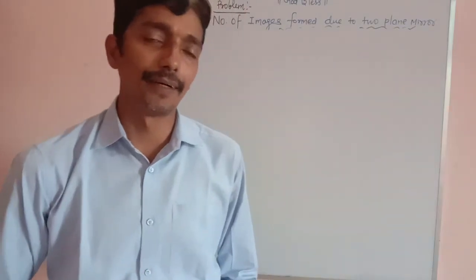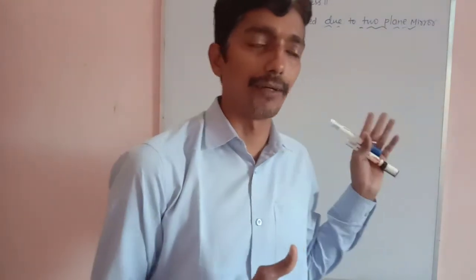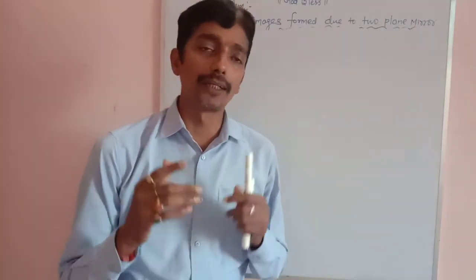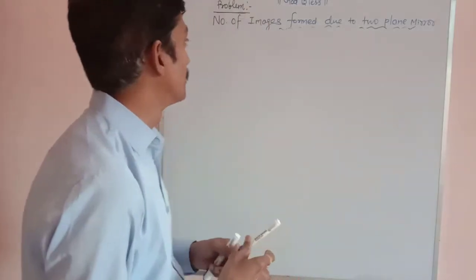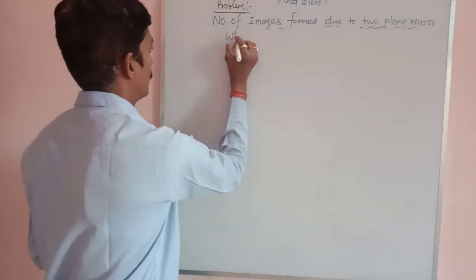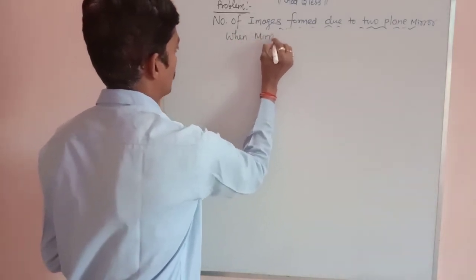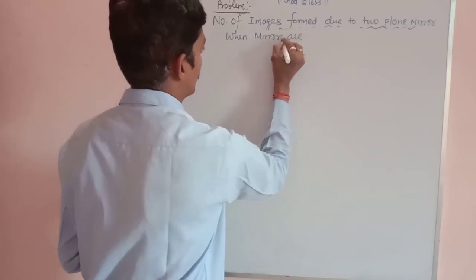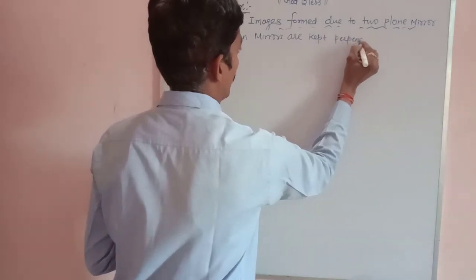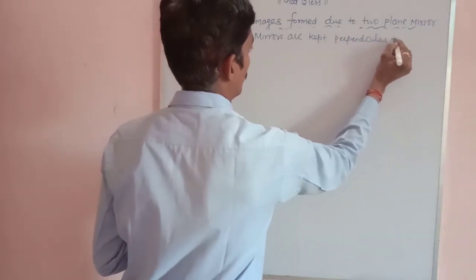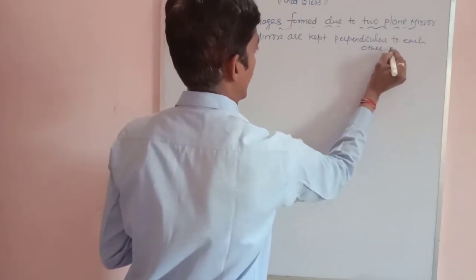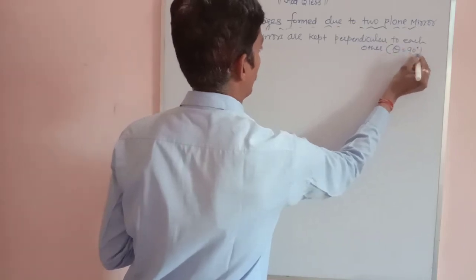Well, in my last video, I told you about parallel mirrors, how the images form for parallel plane mirrors. Now let's go to the question. As I told you, the next problem is the number of images formed due to two plane mirrors when the mirrors are kept perpendicular to each other. That is, theta is equal to 90 degrees between them.